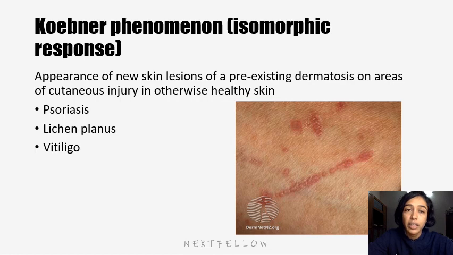So Koebner phenomenon is also known as isomorphic response. It's the appearance of new skin lesions of a pre-existing skin disorder on areas which are injured, in otherwise healthy skin. This is classically seen in 3 conditions: psoriasis, lichen planus, and vitiligo. You can see the small erythematous papules seem to extend along a line. If the person has sustained trauma, like a scratch or even some insect bites, those lesions come onto those new spots as well.